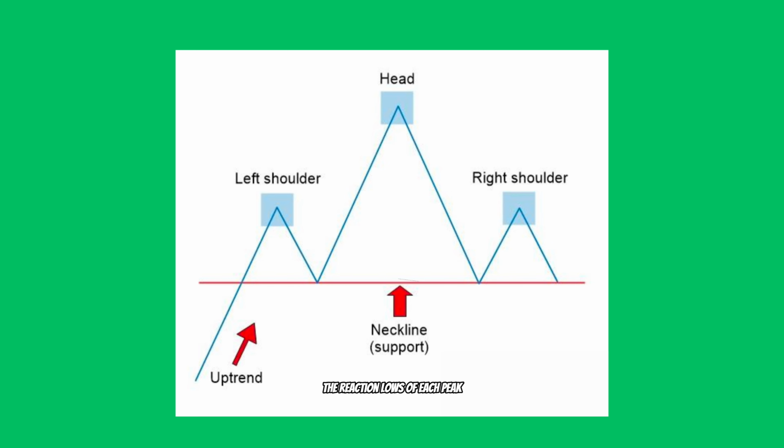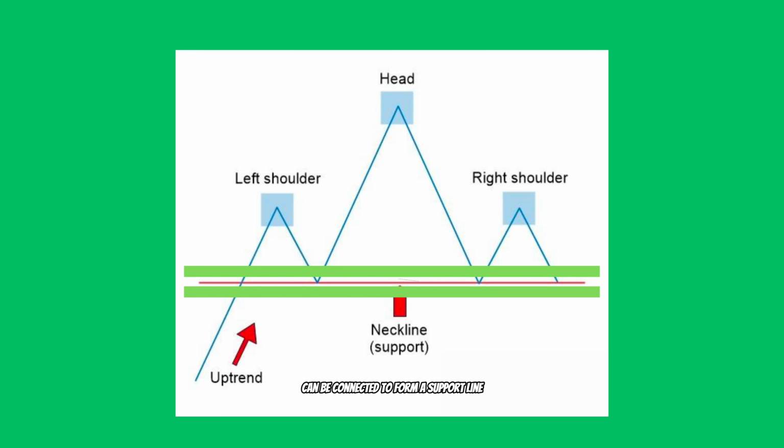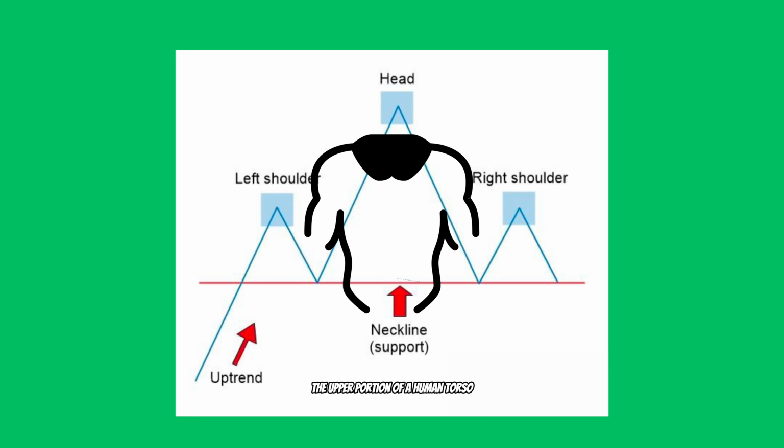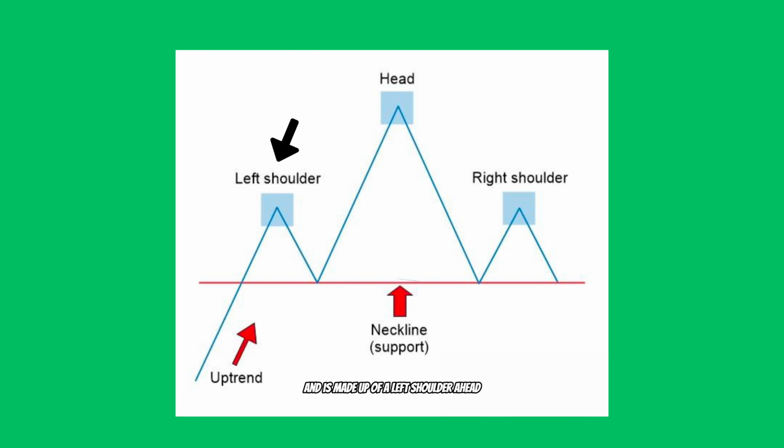The reaction lows of each peak can be connected to form a support line, called the neckline. As its name implies, this pattern resembles the upper portion of a human torso and is made up of a left shoulder, a head, a right shoulder, and a neckline. Other parts playing a role in the pattern are volume, the breakout, price target, and support turned resistance.